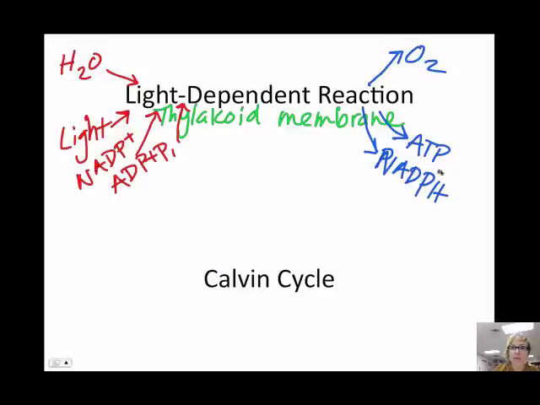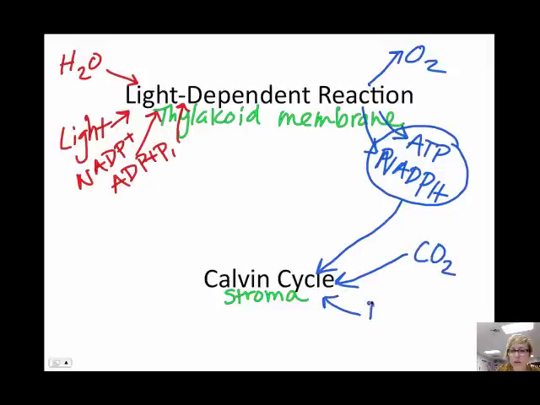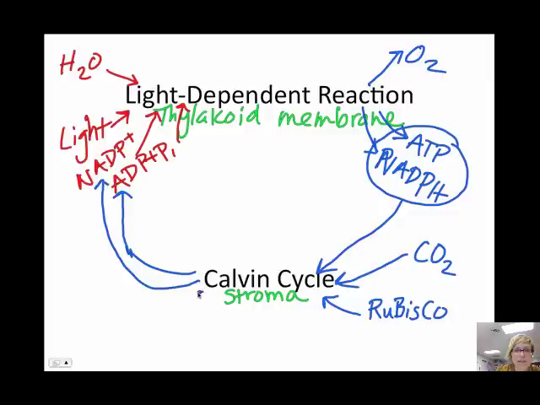So when we look at the Calvin cycle, these two things right here, ATP and NADPH, are going to go in the Calvin cycle. And the Calvin cycle occurs in the stroma of a chloroplast. And the Calvin cycle needs ATP, NADPH, as well as CO2 and an important enzyme called rubisco. And these are going to give us our ADP plus Pi and our NADP plus. And it's also going to give us carbohydrates.